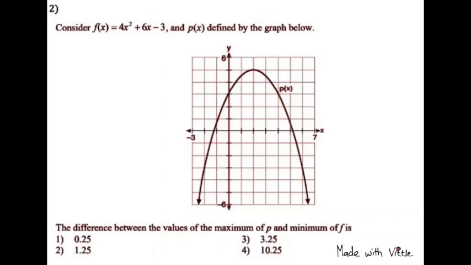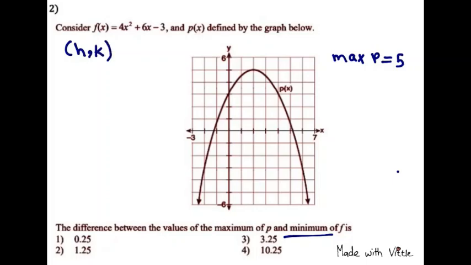Consider f(x) = 4x^2 + 6x - 3 and p(x) defined by the graph below. This graph is p(x), and here we have y = 5. Now that we know that the maximum of p is 5, we need to know the minimum of f. To find the minimum of f, we need to find the vertex, which is (h, k).